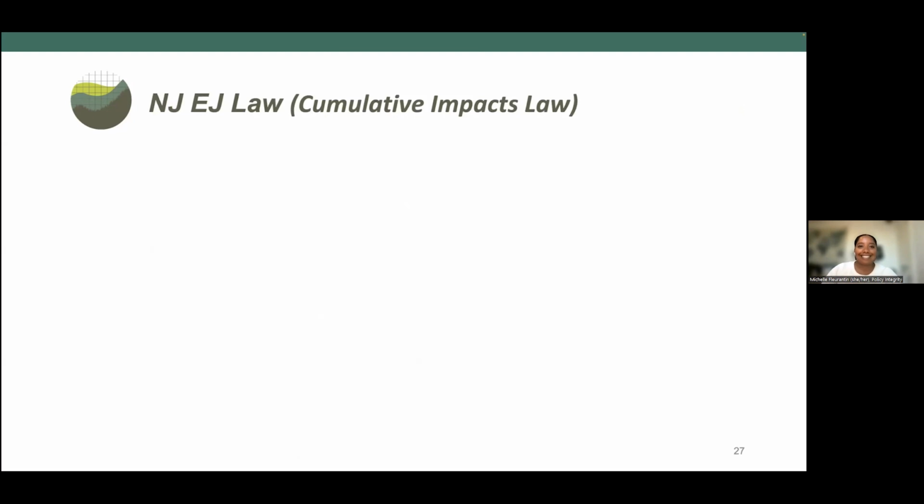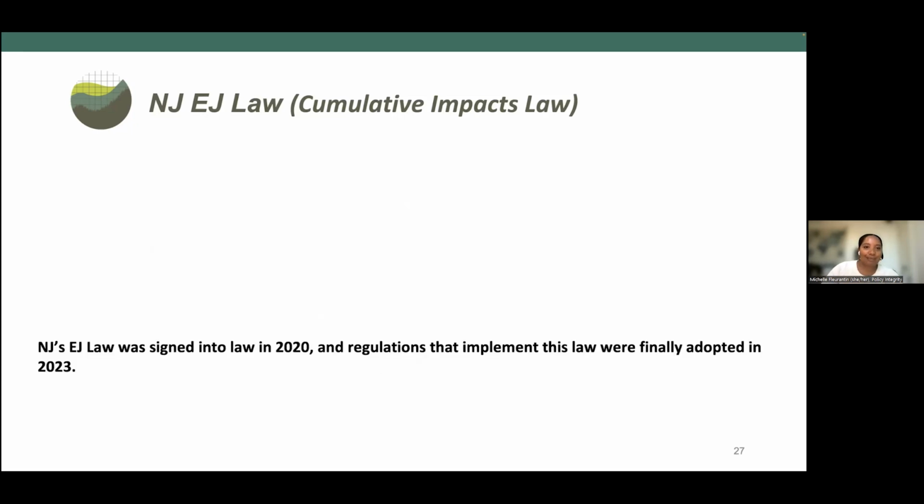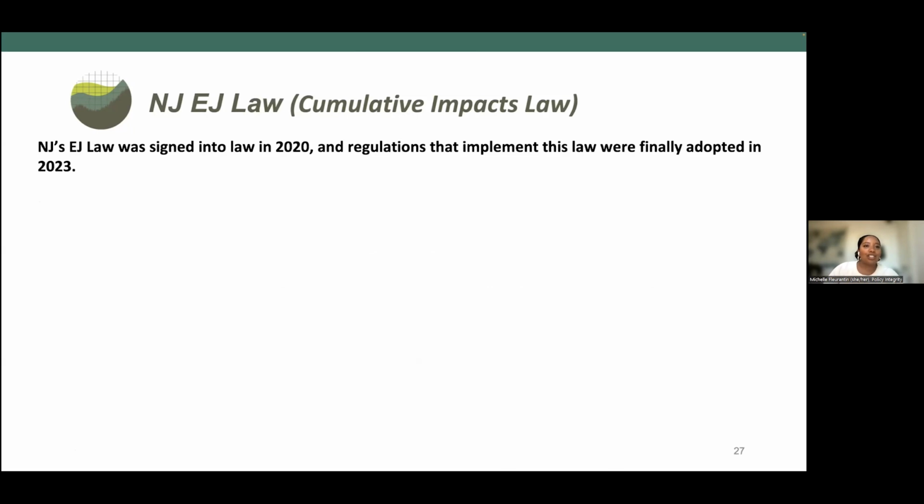So the next legal tool that I want you to know about in New Jersey is the environmental justice law that Kim mentioned in her introduction. So New Jersey's EJ law was signed into law in 2020, and the regulations that implement this law were finally adopted in 2023.